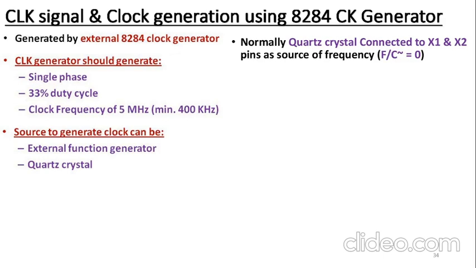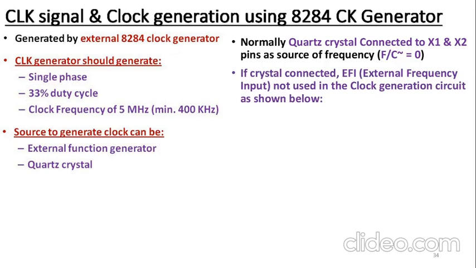X1 X2 pin, and whenever F/C bar is equal to 1, we are using function generator as the source of frequency. But normally crystal is to be preferred over function generator because crystal is having better frequency stability over external function generator. Okay, that's why F/C bar is connected at 0 here.